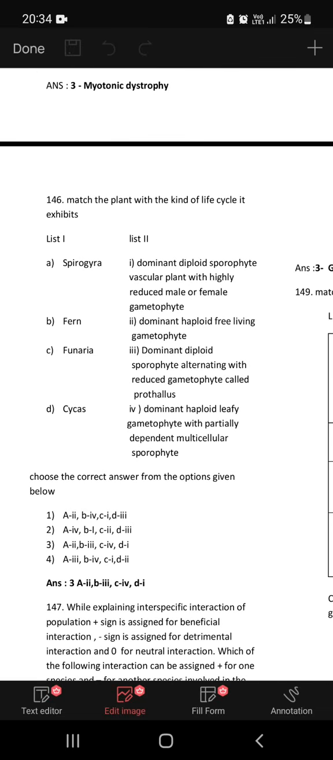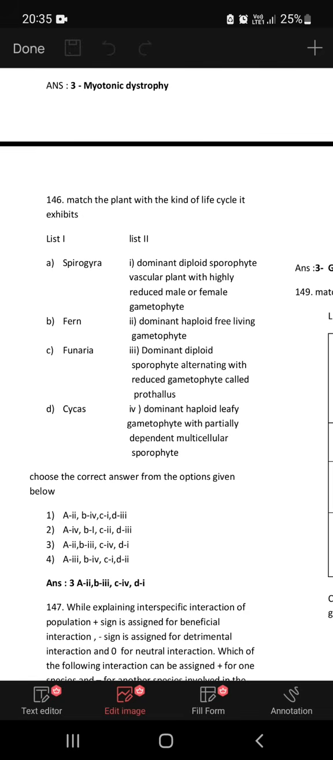Match the plants with the kind of life cycle they exhibit. Spirogyra, what type of life cycle does it have? Here it is haplontic; haplontic, diplontic, all those are there, so we have to go for it. Cycas represents diplontic life cycle. Funaria belongs to bryophytes, so they represent haplodiplontic. Fern also represents haplodiplontic. Fern will have both the sporophyte and gametophyte independent. Keeping these points in mind, we have to solve it.